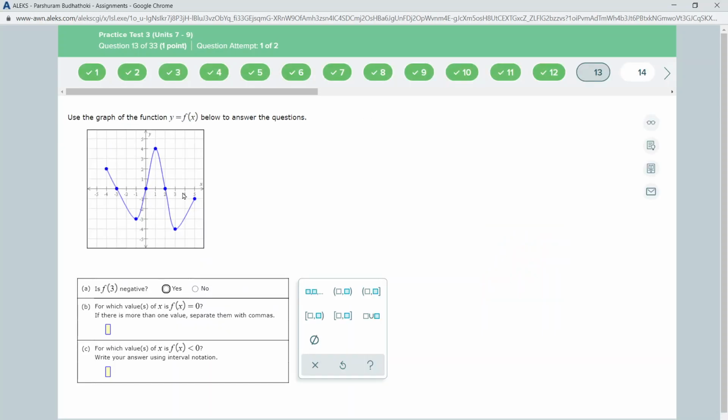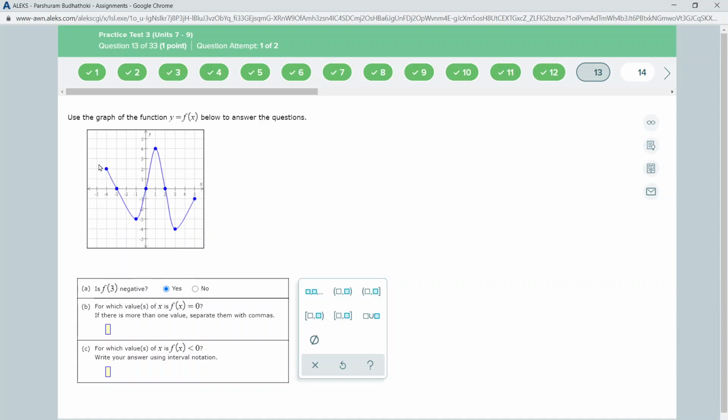So we need to use the graph and answer this question. Is f(3) negative? That means the value of the function when x is 3. As you can see, the value of the function at 3 is negative. Yes.